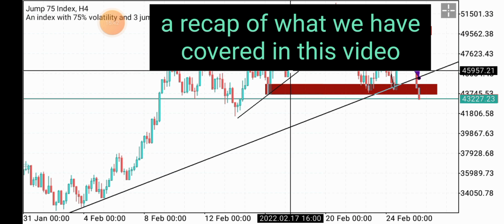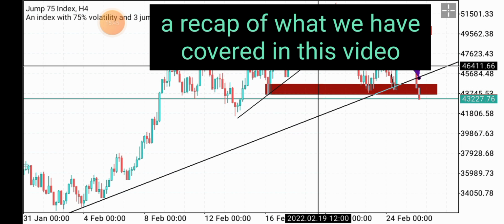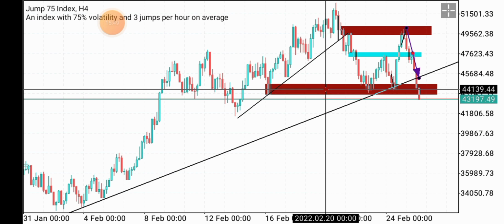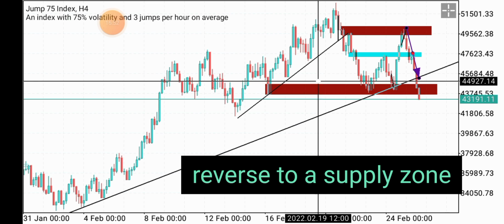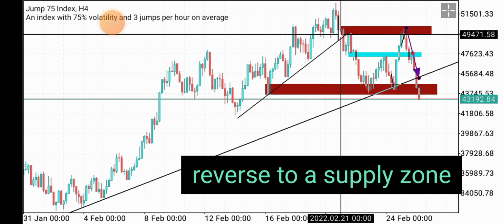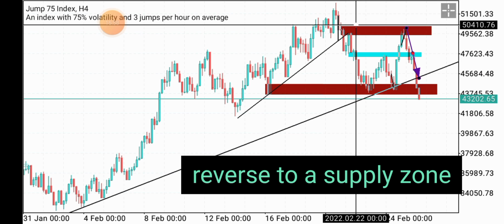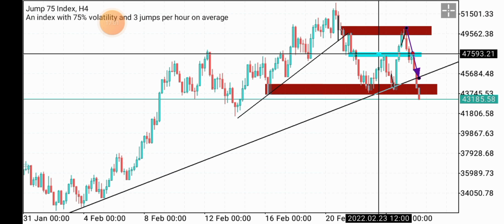When it breaks through the previous higher low to the downside, we are not just going to sell immediately. We are going to wait for price to move down and then reverse in one of the supply zones that we are going to mark, and then we wait for price to come up and retest the zone in which it got broken, and from there we'll be selling. So that is the simple concept.